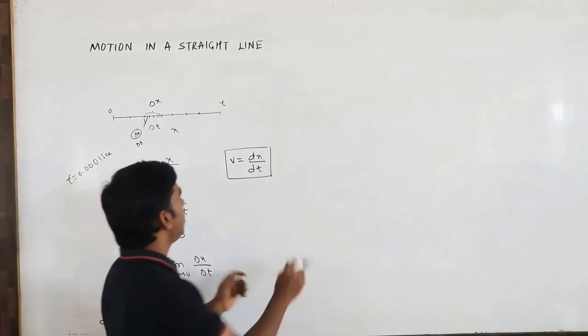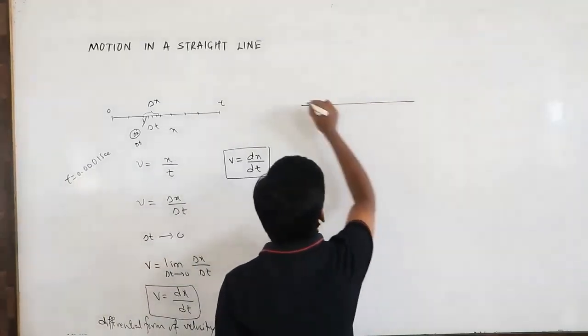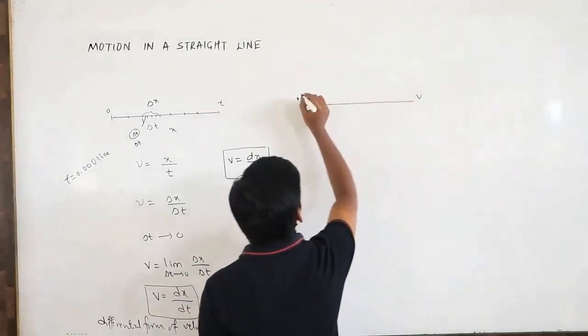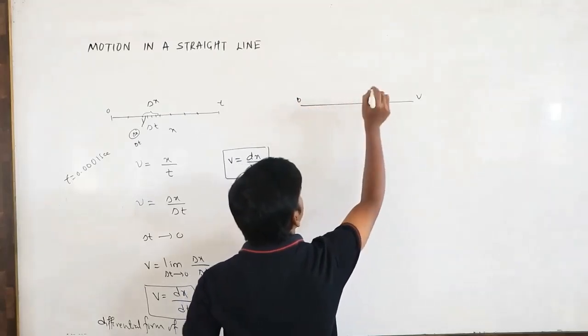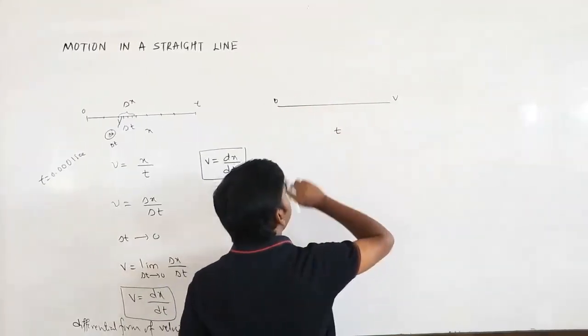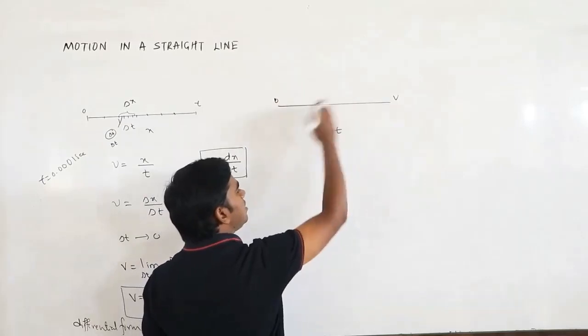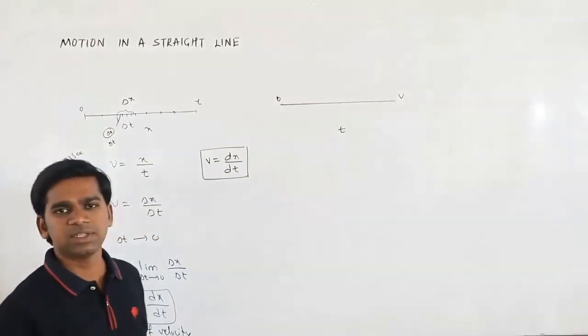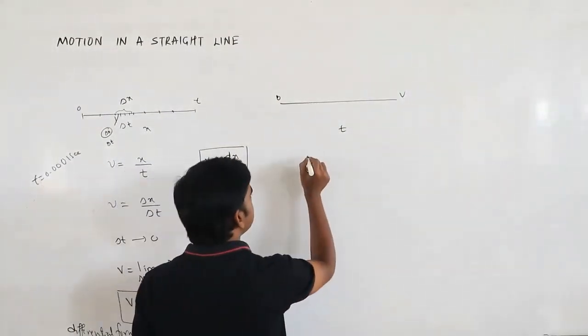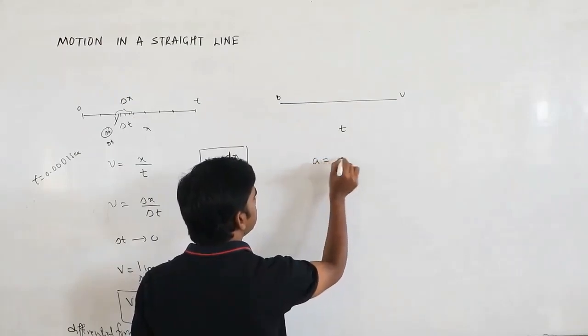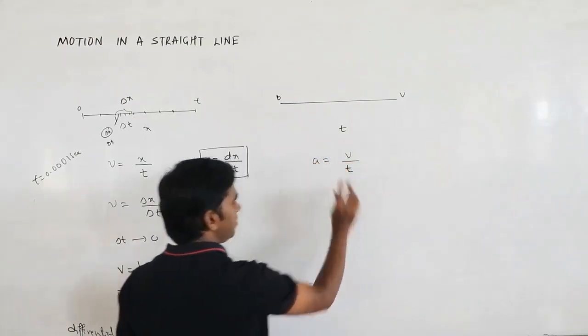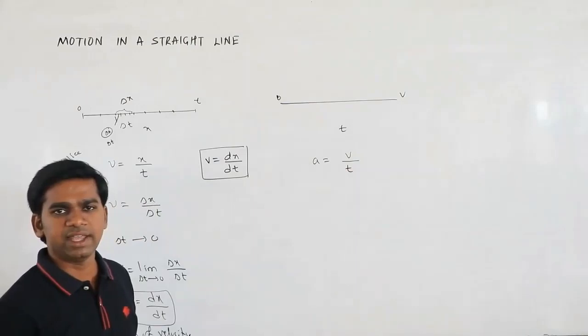Similarly, suppose here it is 0, here the velocity is v. If it has taken time t to change velocity from 0 to v, it is taking time t. So what can you write? Acceleration equals v divided by t, change in velocity divided by change in time.